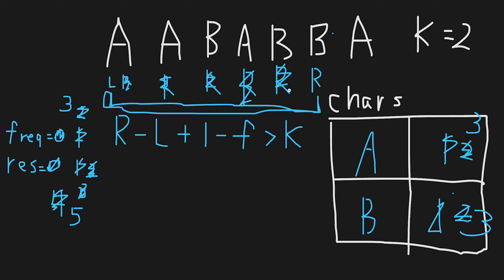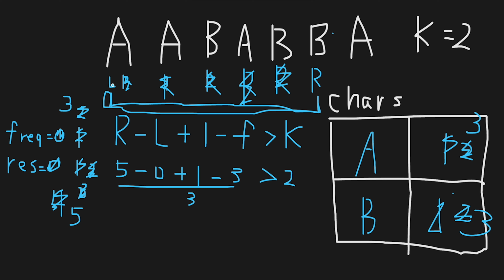So in this case, r is 0, 1, 2, 3, 4, 5. So 5 minus 0 plus 1 minus the most frequent, which is 3. 3 is greater than 2. So in the case of 6 and 3, this is a 3, and 3 is greater than 2. In that case, we need to shorten. So how can we do that? It's simple.